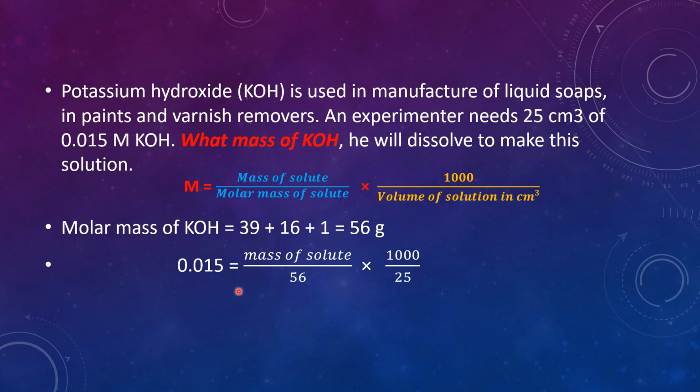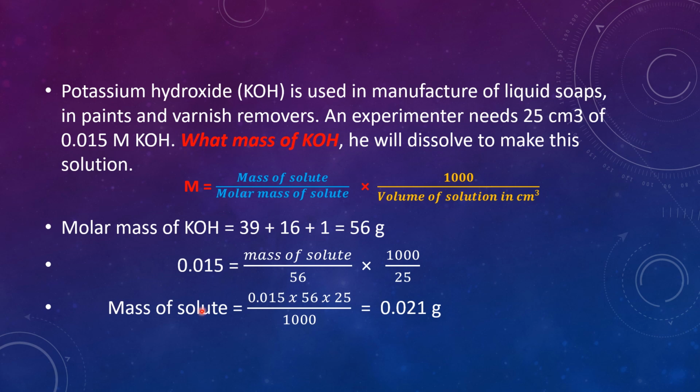So when we solve these values, mass of solute will be here and all other values, when we shift towards the other side of the equal sign, they will have the reverse signs. So when we calculate the mass of the solute, we will get 0.021 grams. It means 0.021 grams of the potassium hydroxide will be dissolved to get the 0.015 molar potassium hydroxide solution.